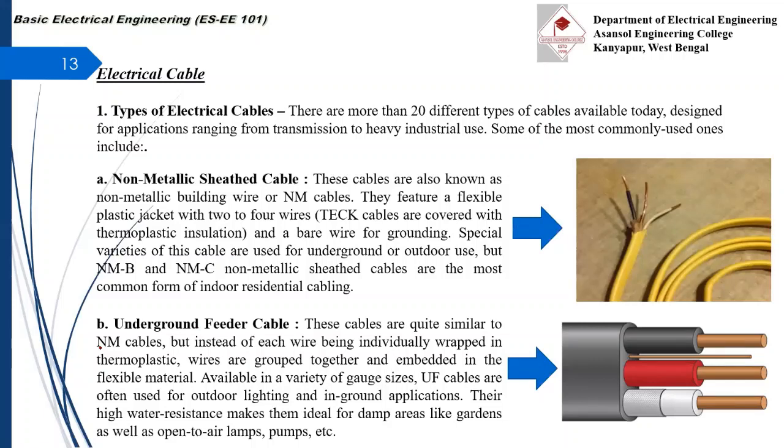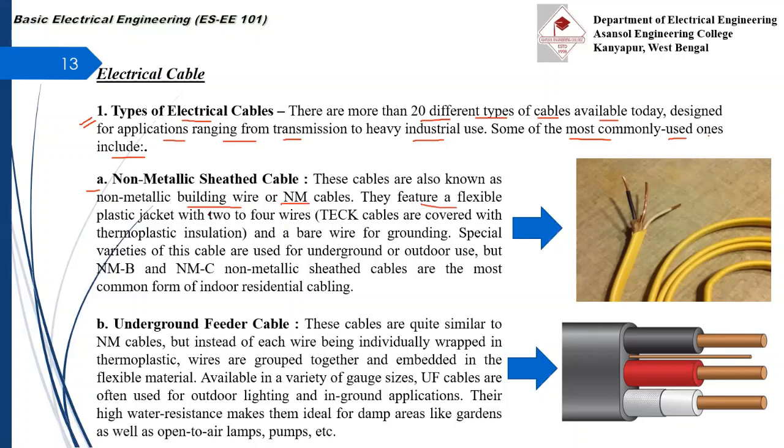Next is electrical cable. So first one is types of electrical cable. There are more than 20 different types of cable available today, designed for applications ranging from transmission to heavy industrial use. Some of the most commonly used ones include: number one, non-metallic sheathed cables. That means no metal covered, but it is sheathed. These cables are known as non-metallic building wire or NM cable.